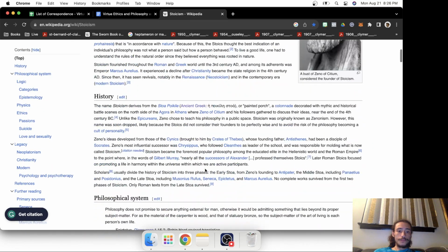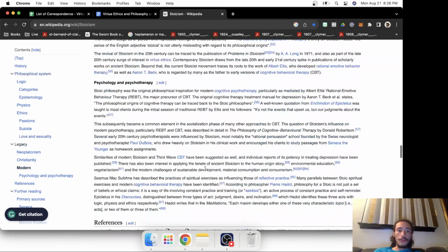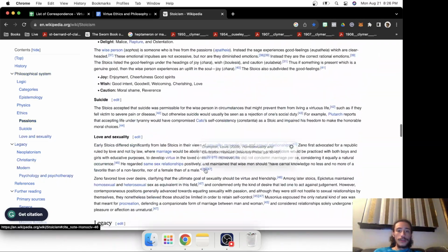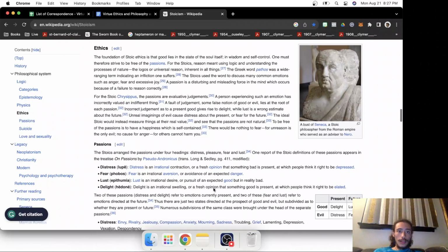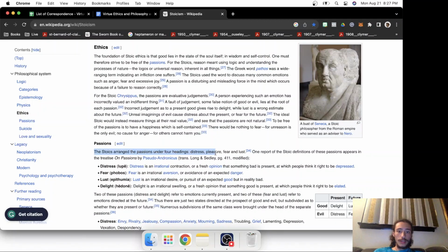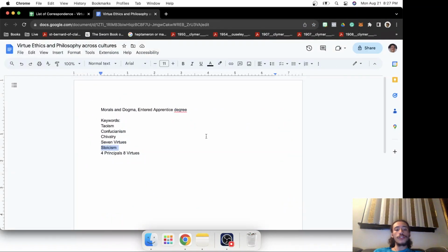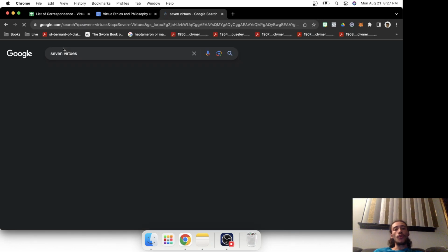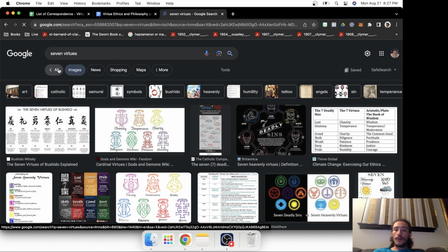So, I think that it's very interesting. I would have to honestly go more into research to give you what are these specific things that they really focused on. But ethics, the Stoics arranged the passions under four headings. So they have their own system. That's what I'm saying. There's different systems to help you identify and understand virtue, how you should act, what you should watch out for. This is also demonstrated within the seven virtues, which you could also associate with the seven planetary energies. You know, we're talking about Sun, Mars, Jupiter, Venus, Saturn.